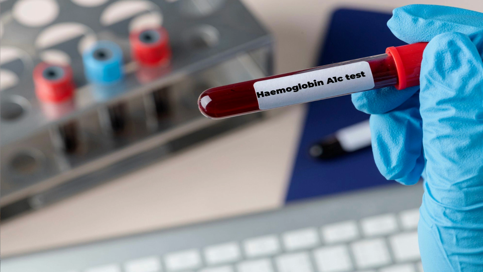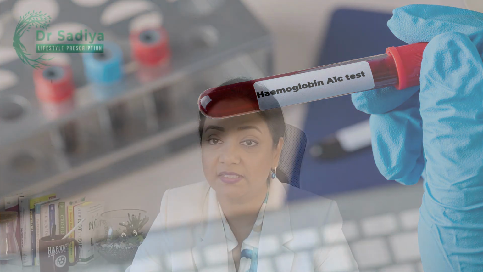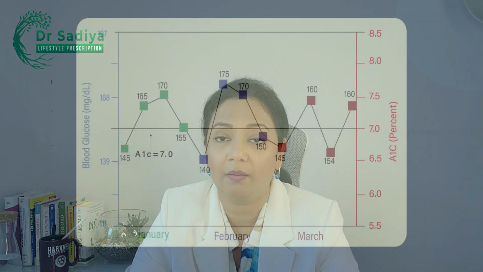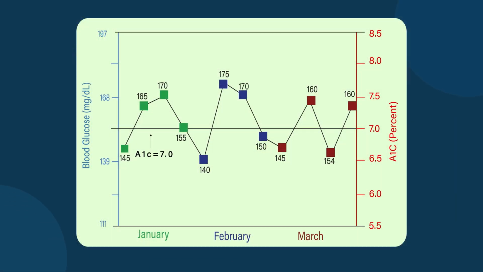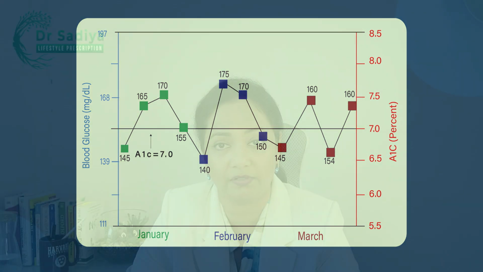Hemoglobin A1c or HbA1c is a simple blood test which tells you about how your blood glucose was in the last 3 months. It does not tell you about your blood glucose last night or last week, but it gives you an average of your glucose fluctuations throughout the last 3 months. So where does this come from?